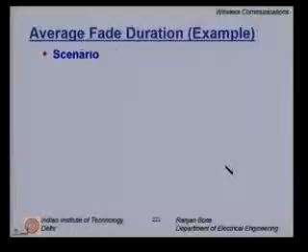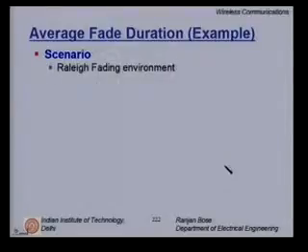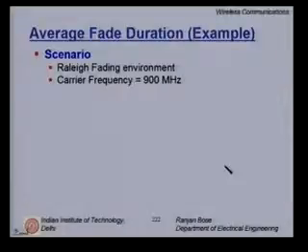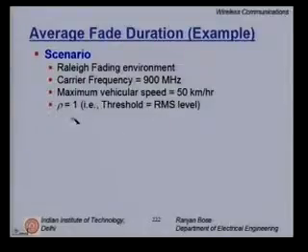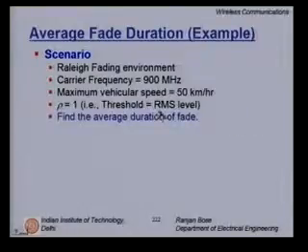Let us look at the average fade duration with an example. Let us describe a scenario. Let it be similar to what we did in the previous example, a GSM scenario. It is a fading channel. The carrier frequency again is 900 megahertz. It will help us calculate the lambda. We stick to our maximum vehicular speed of 50 kilometers per hour. Again, fix rho is equal to the root mean square value. The task this time is to find out the average duration of fade.